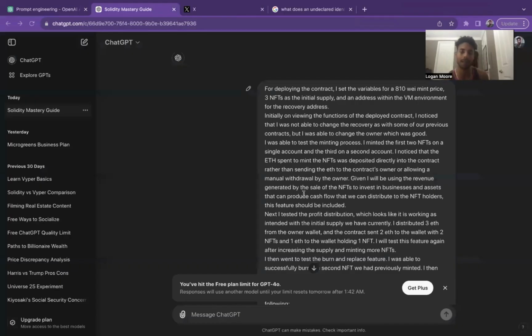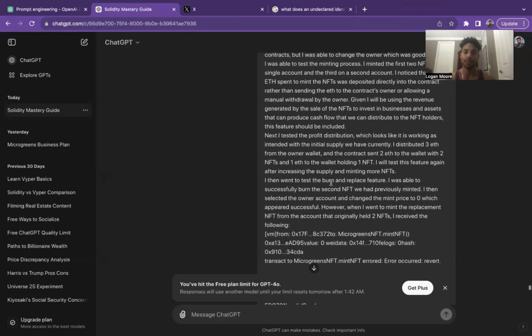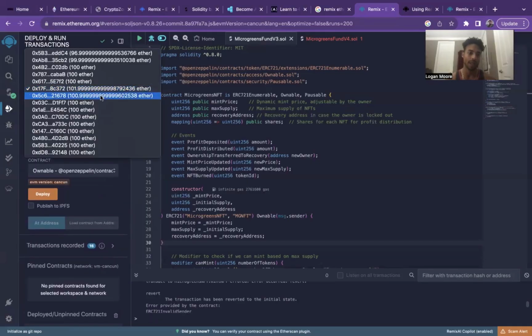After we had written that for ChatGPT, we next tested the profit distribution. This seemed to work just fine. As you can see from the wallets, the wallet that had two NFTs received two Ether, and the wallet that had minted one NFT received one Ether. We do need to test the function for dispersing funds once we've increased the supply and there are new NFTs that have been minted. But as far as the initial supply, everything seems to be working just fine.